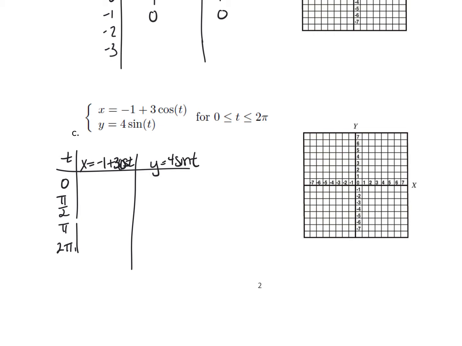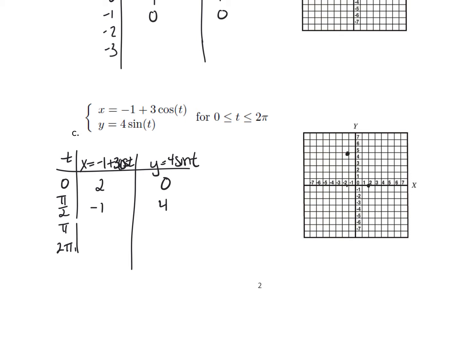So when I put in 0, the cosine of 0 is 1, so I have -1 plus 3, which happens to be 2. I put in 0 for sine, so sine of 0 is 0. So my first ordered pair is 2, 0. So I'm going to go ahead and put that one on there. Then I have pi over 2, where the cosine of pi over 2 is 0. So this will just be -1 plus 0. And then, of course, the sine of pi over 2 is 1, so this is 4. So I have -1 for my x, and +4 for my y.